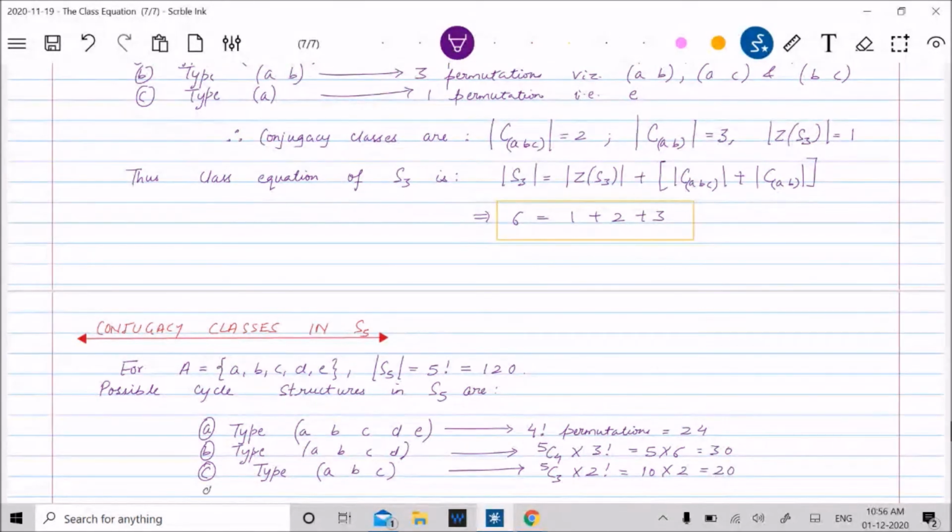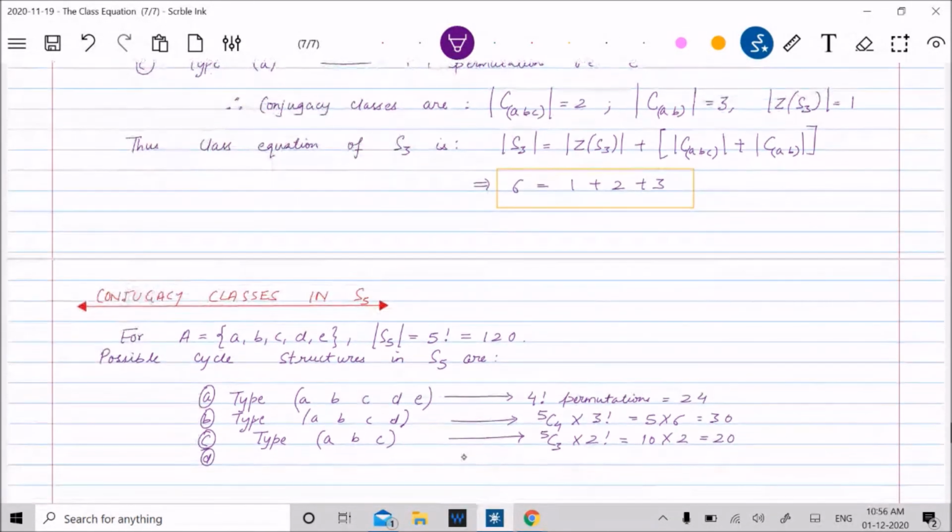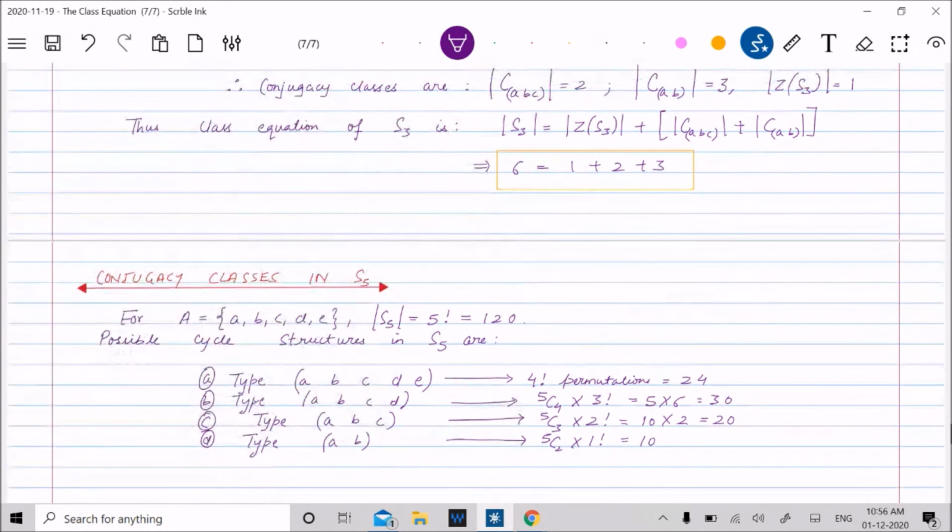Right. Now D. And this is now type A, B, 2-cycles, right? Because C, D, and E will be treated as identity, so I'm not writing them actually. So how many of these will be in number? This will be 5C2 multiplied with 1 factorial, and that gives you 10 actually, right? Now, there are another type of permutations which are actually products of 2 cycles.